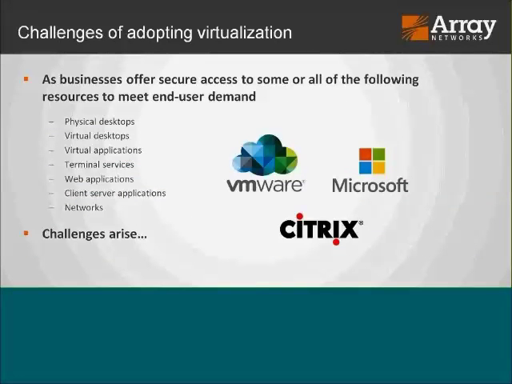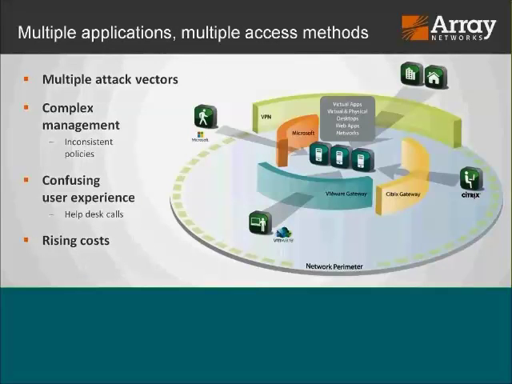Another one I just wanted to touch on briefly is the challenges of adopting virtualization. One of the things we're seeing here is that people are providing mobile access to things like, in addition to the physical desktops, VMware desktops or Microsoft Terminal Services or Citrix virtualized applications. And some of the challenges that arise is, again, we go back to those multiple attack vectors. You've got people coming in through a Citrix gateway. You've got people coming in through a Microsoft gateway or a VMware gateway, multiple attack vectors, multiple things to watch. That creates a challenge. Also, challenges around complex management, inconsistent policies.